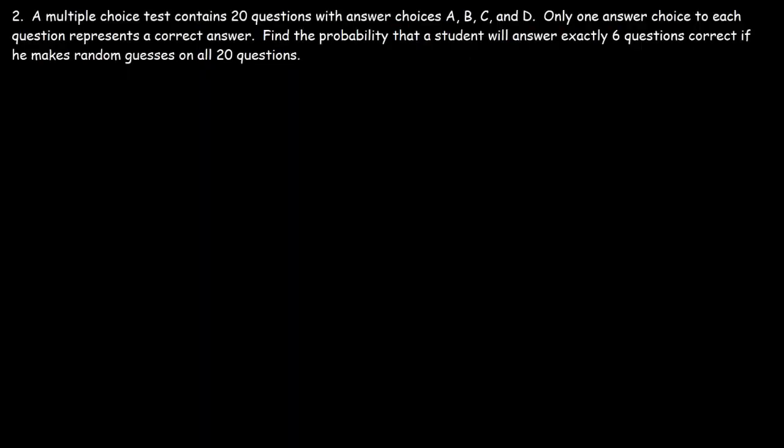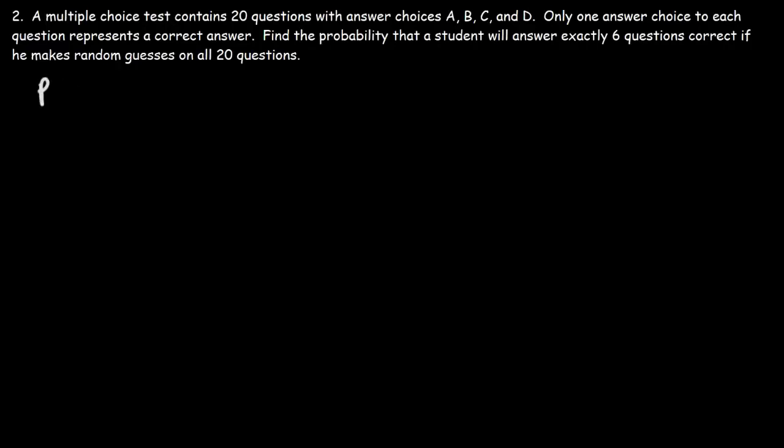Number 2, a multiple choice test contains 20 questions with answer choices A, B, C, and D. Only one answer choice to each question represents a correct answer. Find the probability that a student will answer exactly 6 questions correctly if he makes random guesses on all 20 questions. So go ahead and take a minute and try this problem.